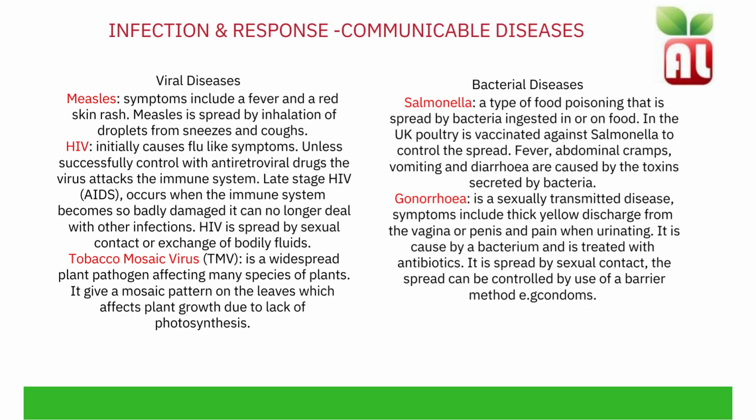Gonorrhea is a sexually transmitted disease. Symptoms include a thick yellow discharge from the vagina or penis, and also pain when urinating. It is caused by a bacterium and is treated with antibiotics. It is spread by sexual contact. The spread can be controlled by the use of barrier methods, such as condoms.